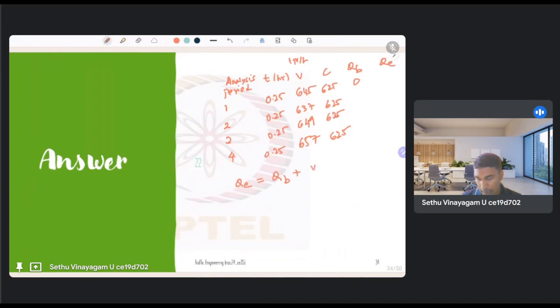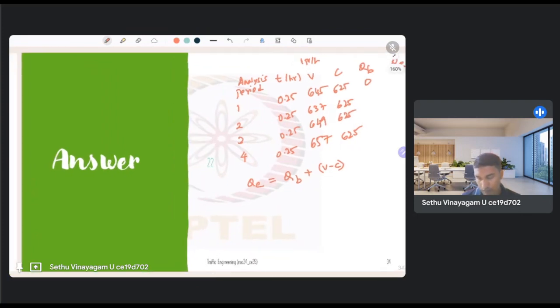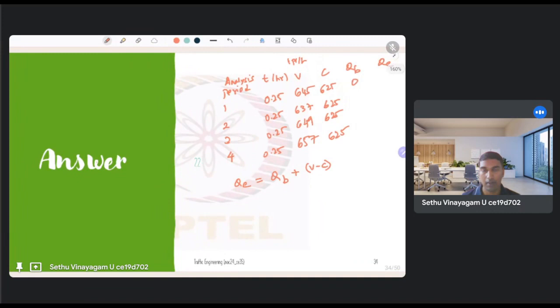So V minus C is the rate at which the queue length will change. If V minus C is positive, the queue length will increase. If V minus C is negative, the queue length will decrease, and this is for a given hour, right? So V and C are hourly values, so hourly flows.